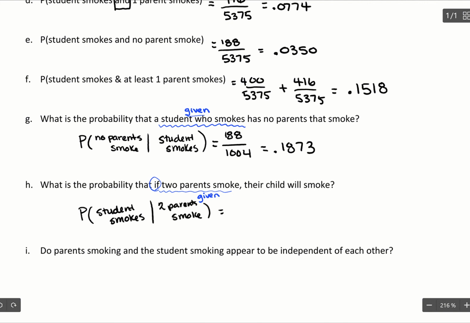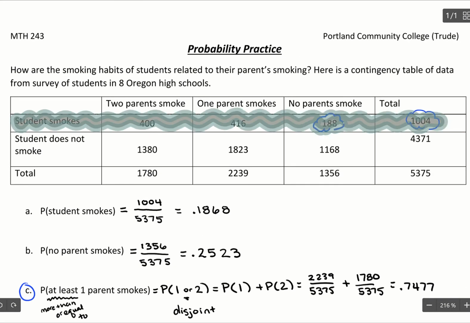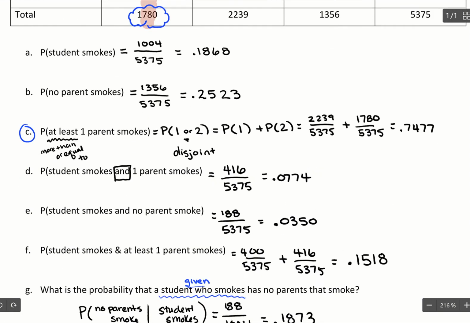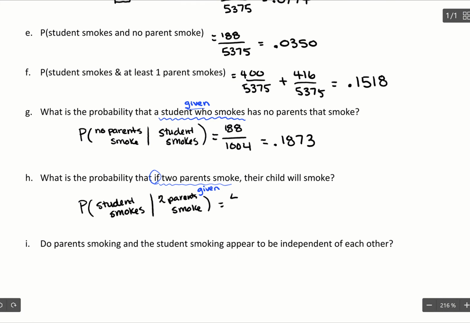So with this case, in terms of our table, the category that we know that we're in is we know two parents smoke. So in terms of our new sample size, we only want to look at these 1,780. And now what we want to do is see what's the probability that student smokes out of this group. So for our fraction, we'll have 400 out of 1,780. And that's going to be a 0.2247.